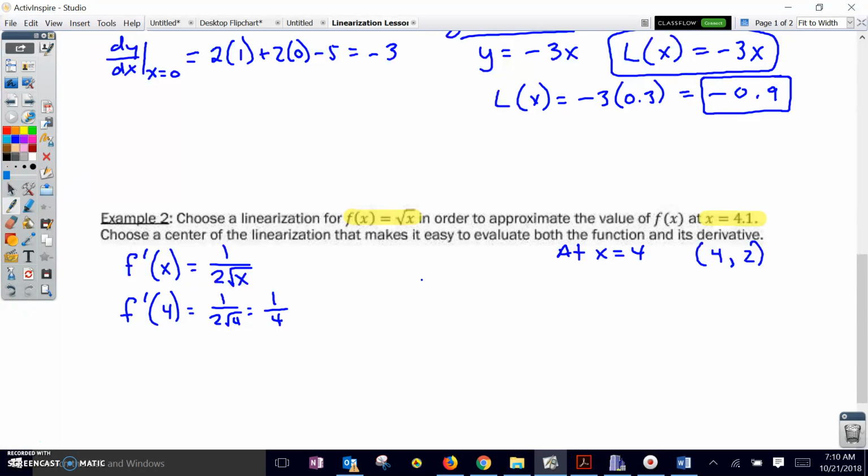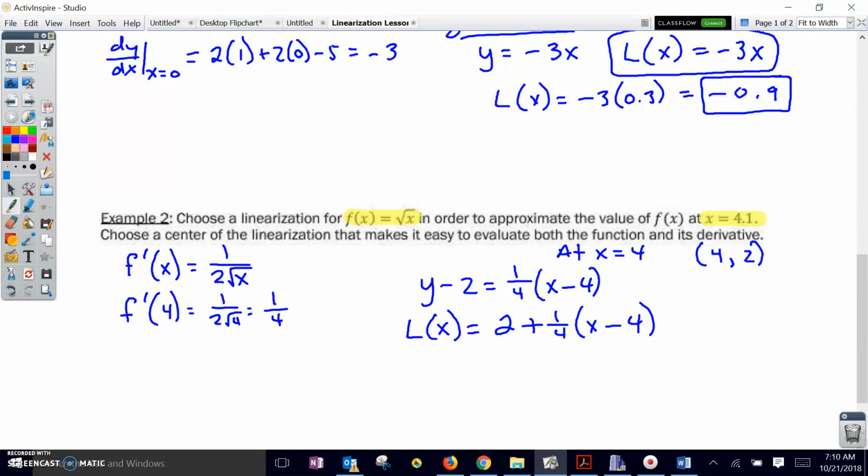Now I write my tangent line, y minus 2 equals 1/4 times the quantity x minus 4. And if I rearrange it as a linearization, I've got L of x equals 2 plus 1/4 times the quantity x minus 4. And now I'm going to use this to approximate the value of f of x at x equals 4.1. We'll put 4.1 in here for x.